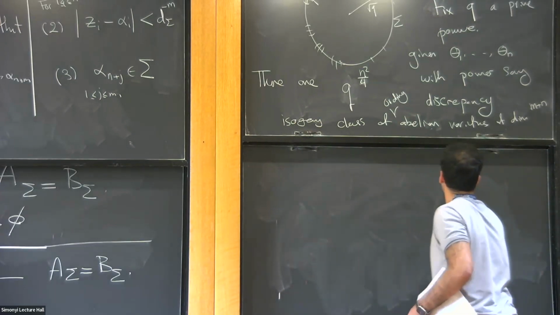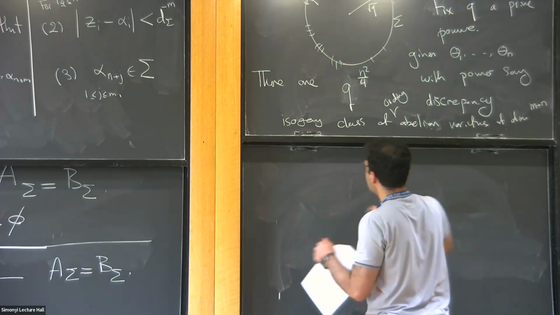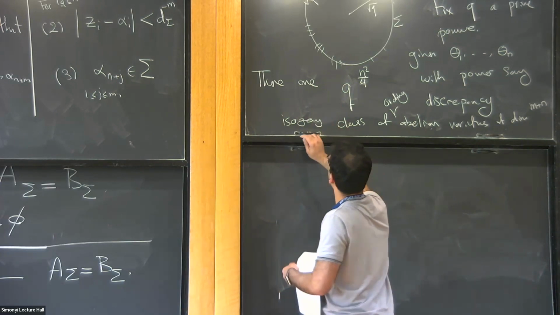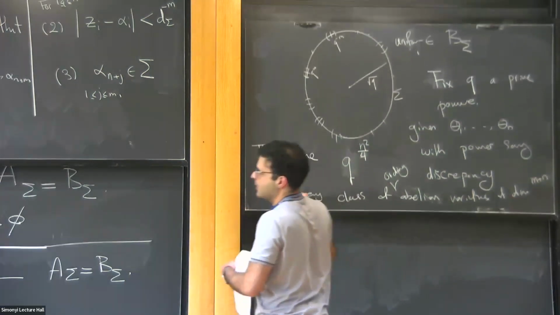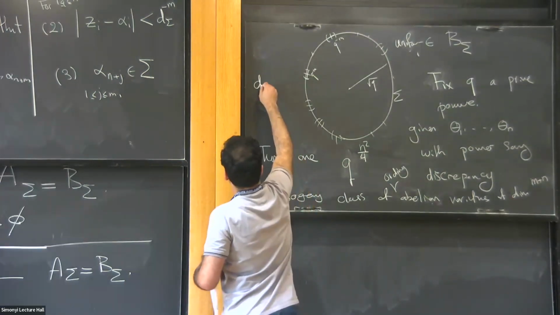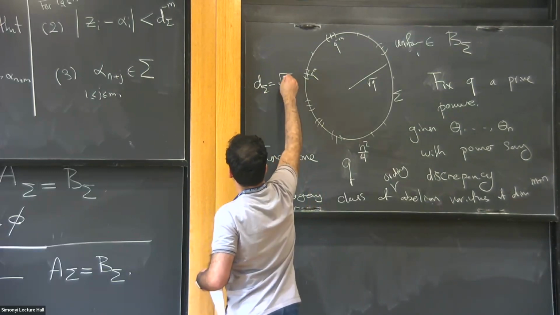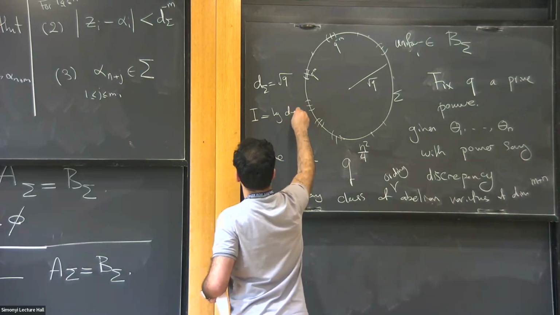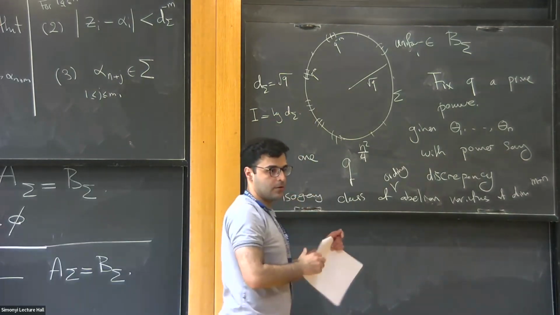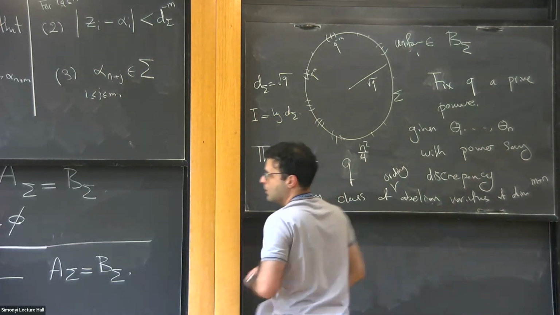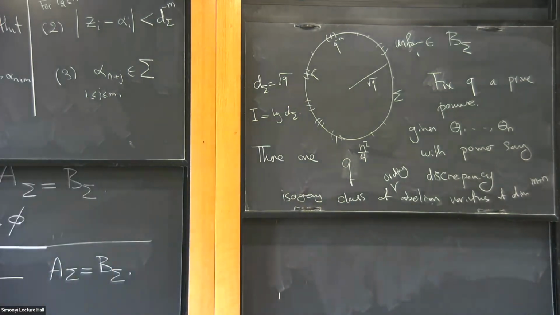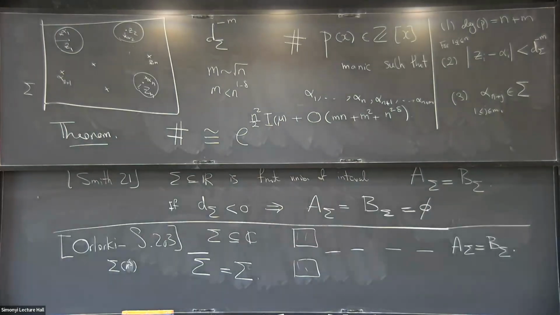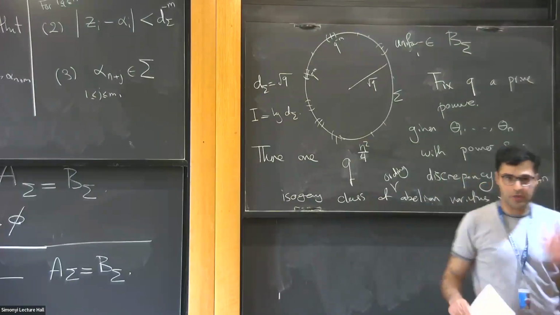What is d in this case? D sigma is the square root of q. I is the log of D sigma. So basically, e to the I is going to be D sigma. So in this case, the main term is q to the n squared over 4.